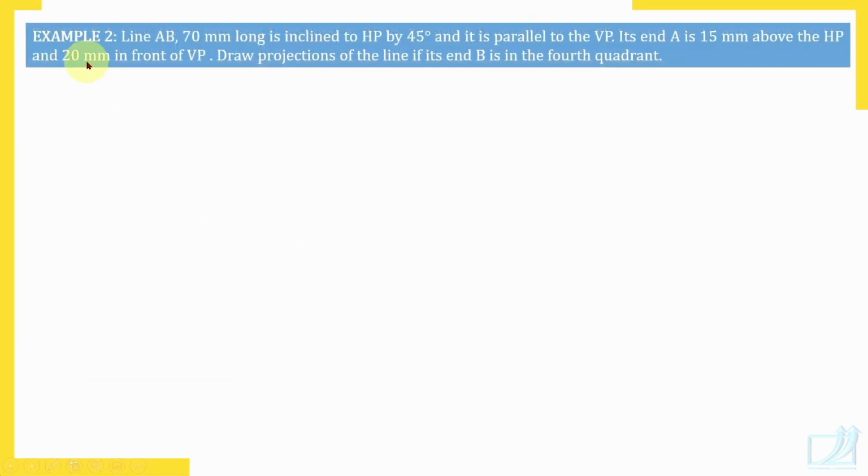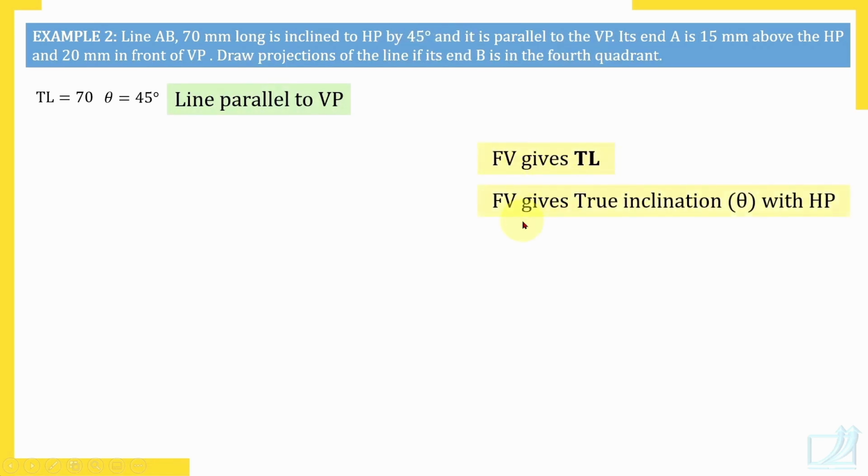Now read the problem. Line AB is 70 millimeter long, so true length is 70, inclined to HP by 45 degrees. Inclination with HP means theta. Theta is 45 degrees. And it is parallel to VP. What does that mean? Its front view is true length, front view gives true angle with HP, and top view is parallel to XY line. Its end A is 15 above HP and 20 in front of VP.